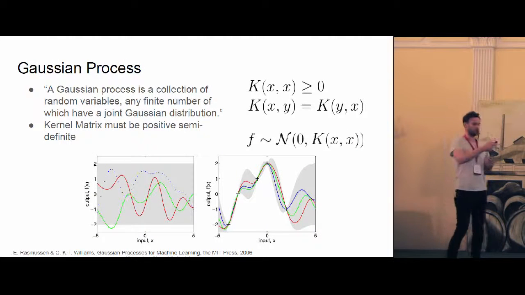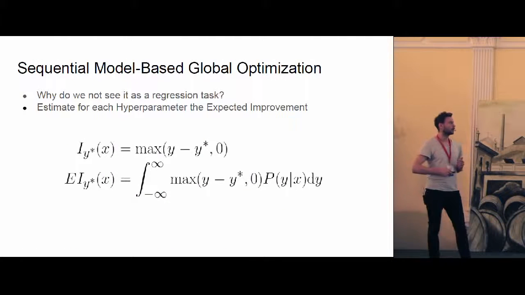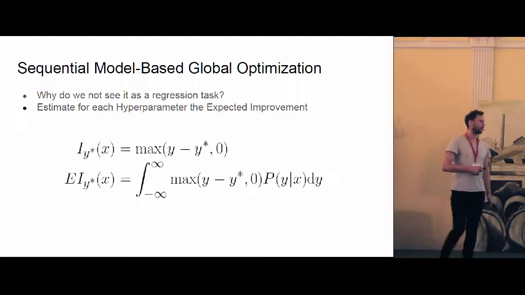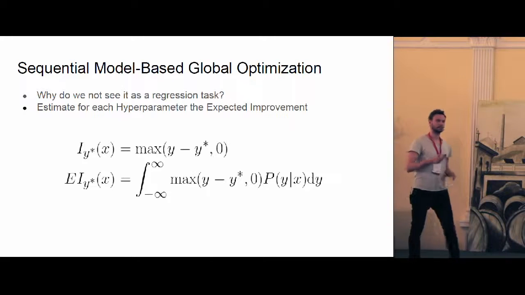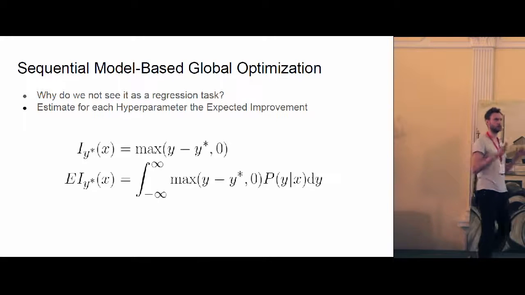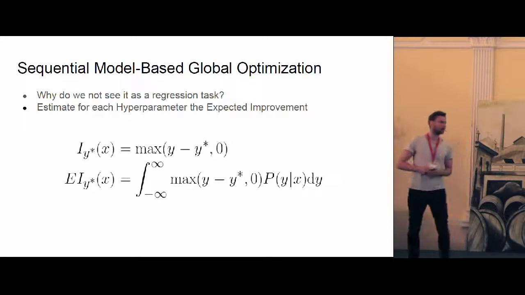The good thing about this is, regarding the expected improvement I showed you earlier, that if you plug in the Gaussian process, this entire integral has an analytic solution, so you don't rely on numerical optimization.